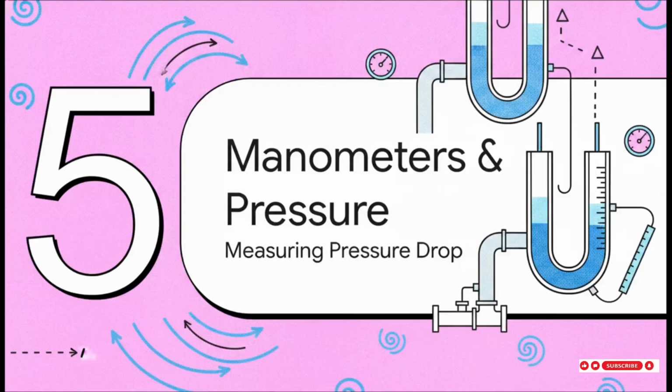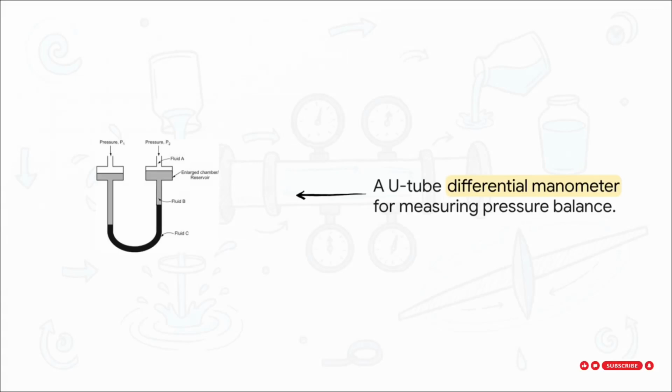Finally, Section 5. Manometers and pressure drop. So we know how fluid flows and how it loses energy, but how do we physically measure the pressure driving it all? Enter the U-tube differential manometer.